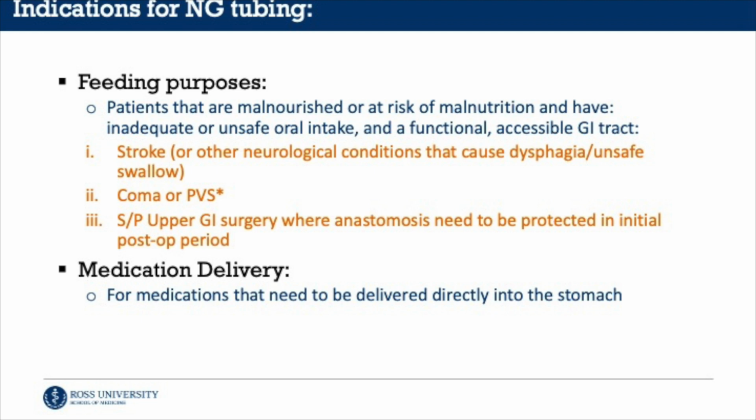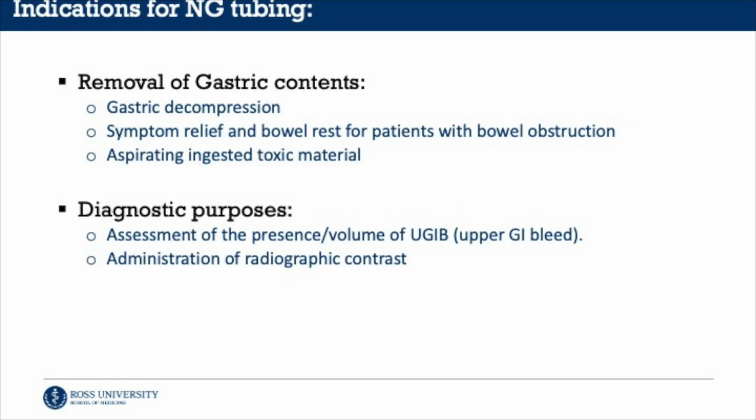Another reason for NG tubing is medication delivery. There's a plethora of medications that need to be delivered directly into the stomach, and an NG tube is a safe and convenient way to get this done. Some more indications include, as discussed previously, removal of gastric contents as well. It can be used for gastric decompression, perhaps symptom relief and bowel rest for patients with a small bowel obstruction, and also for aspirating ingested toxic material.